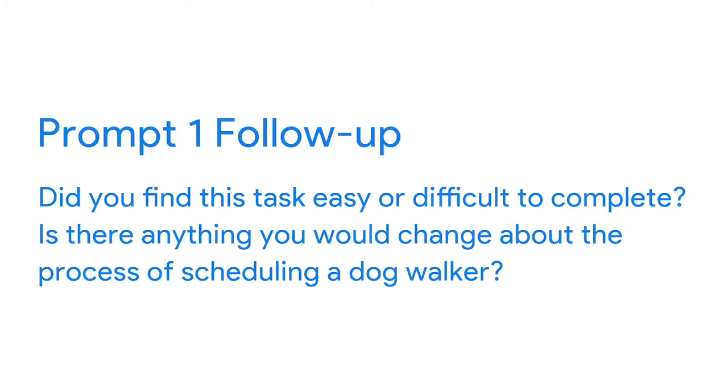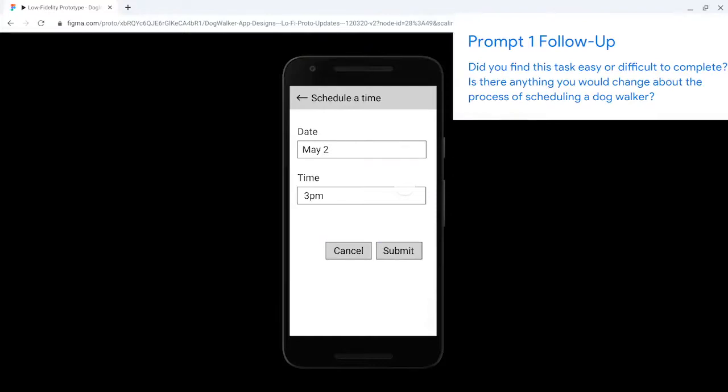Prompt 1 follow-up. Did you find this task easy or difficult to complete? Is there anything you would change about the process of scheduling a dog walker? It would have been nice if I could schedule from an actual calendar instead of the 2 text boxes for date and time. Then I'd know what days of the week this all aligned with.